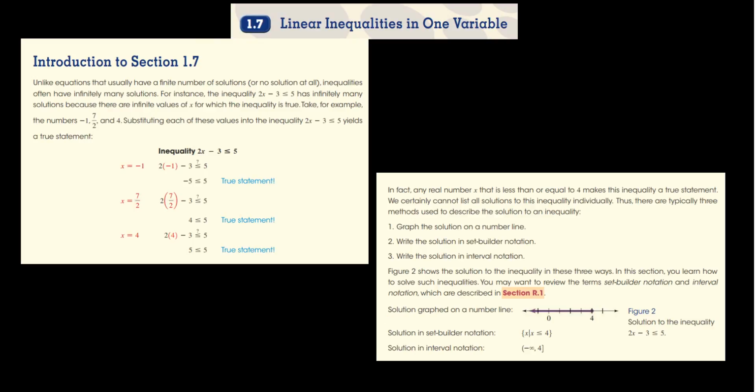But let's continue on reading. Thus, there are typically three methods used to describe the solution to an inequality. Number one, graph the solution, and that's what you see here. Number two, write the solution in set builder notation, and that's what you see here. And number three, write the solution in interval notation, which you see here. So we can write our solutions to these inequalities in three different ways.